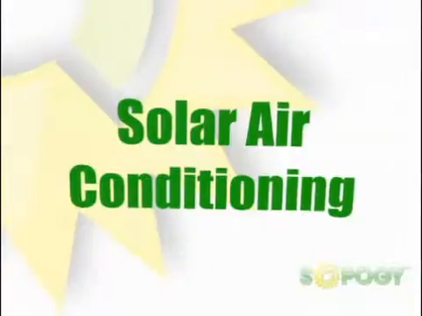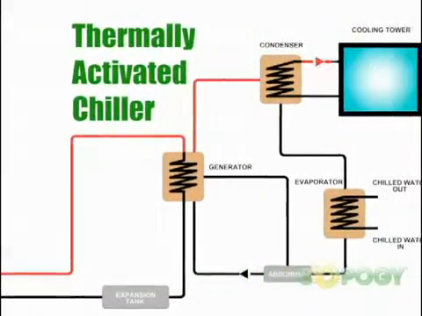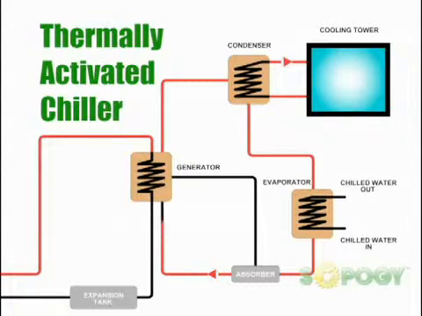In this episode of Sopo How, I'll explain how our micro CSP parabolic trough technology is used to create solar air conditioning. In solar air conditioning, a set of Sopogy micro CSP Soponova troughs are connected to a thermally activated chiller running on heat.